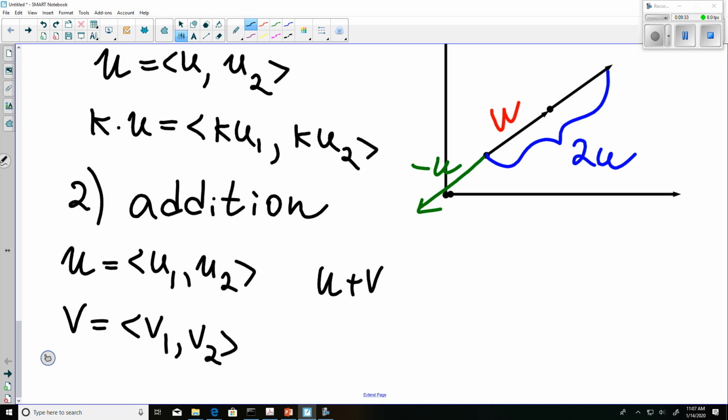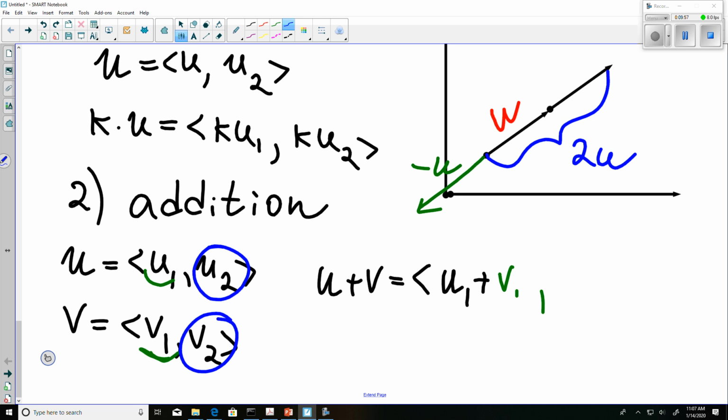u plus v, and please raise your hand if you know the answer for this. Who knows the answer? Go ahead. We add in the x components, right? u1 plus v1, comma, u2 plus v2, perfect. We just add the corresponding components, done. That's pretty simple, pretty beautiful.